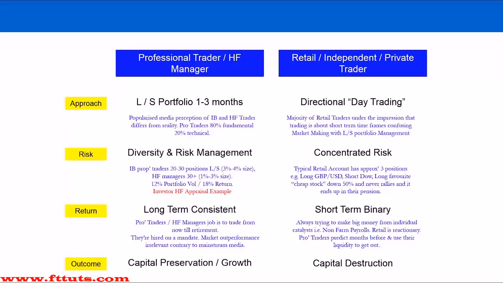If you take the approach on the right-hand side, which is the typical retail trader approach, well, we know what the result is. The result is the 90-90-90. 90% of retail traders lose 90% of their money within 90 days. It's pure capital destruction. So on the left-hand side, it's all about capital preservation and growth. On the right-hand side, the result is simply capital destruction.